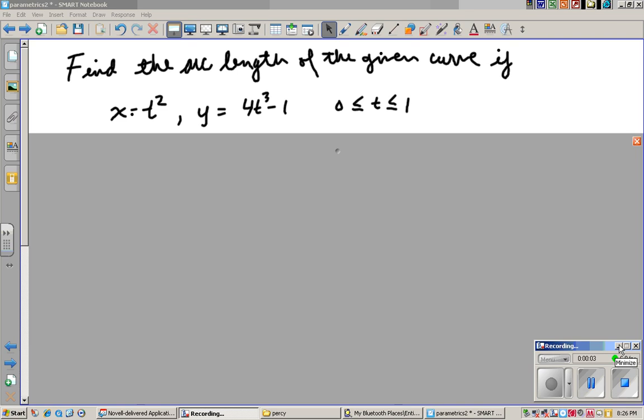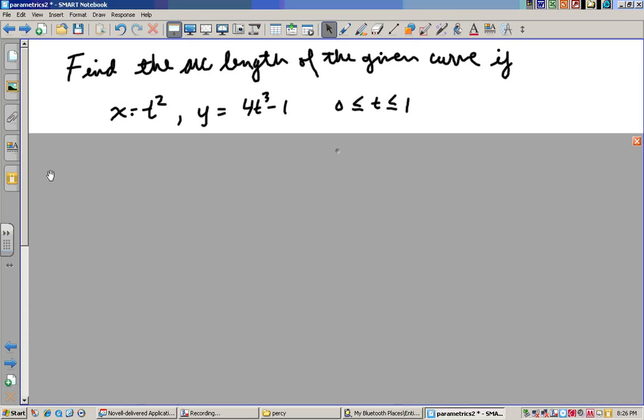Okay, we've done something like arc length before. We're going to do it again. Before, though, we did arc length in terms of x. This one is going to be in terms of t, again with x and y being our dependent variables.